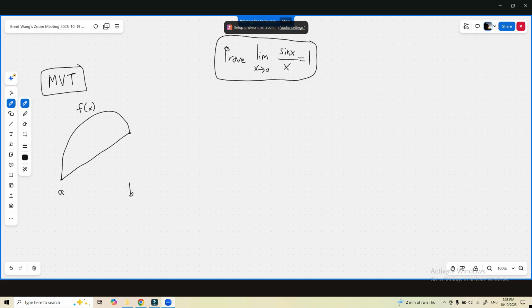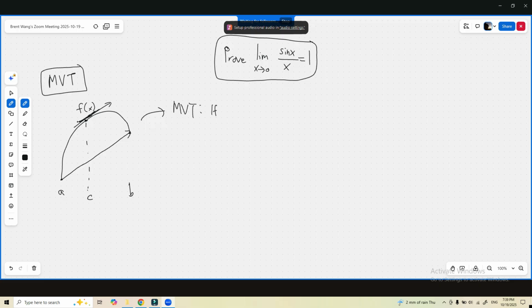Imagine this is the slope from A to B. Then that means there exists some value C between A and B whose derivative is exactly the same as the slope from A to B. In mathematical notation, this is what the mean value theorem states.